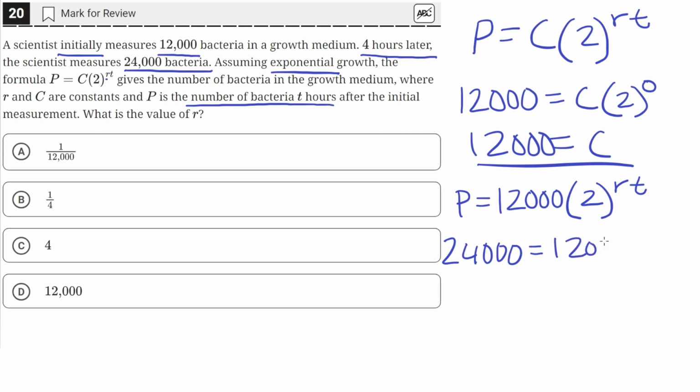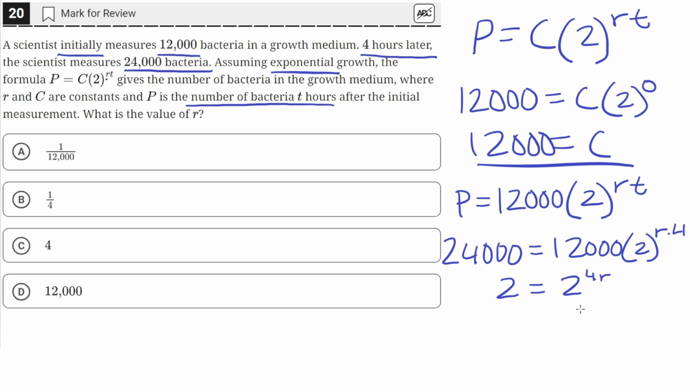We still have the 12,000 here times 2 raised to the r. But this time, t is equal to 4 because this is 4 hours later. Okay, so now let's divide both sides by 12,000. When we divide both sides by 12,000, we get a 2 on this side, and we're left with 2 raised to the 4r.